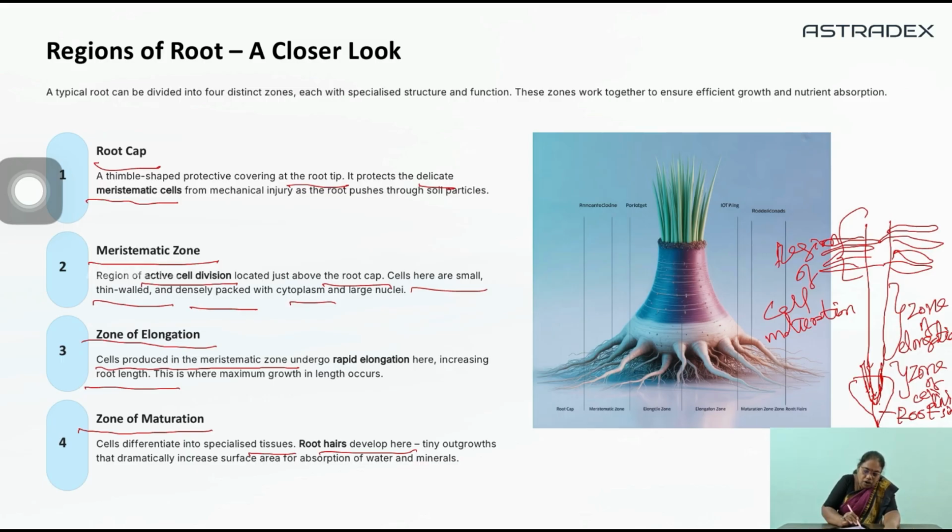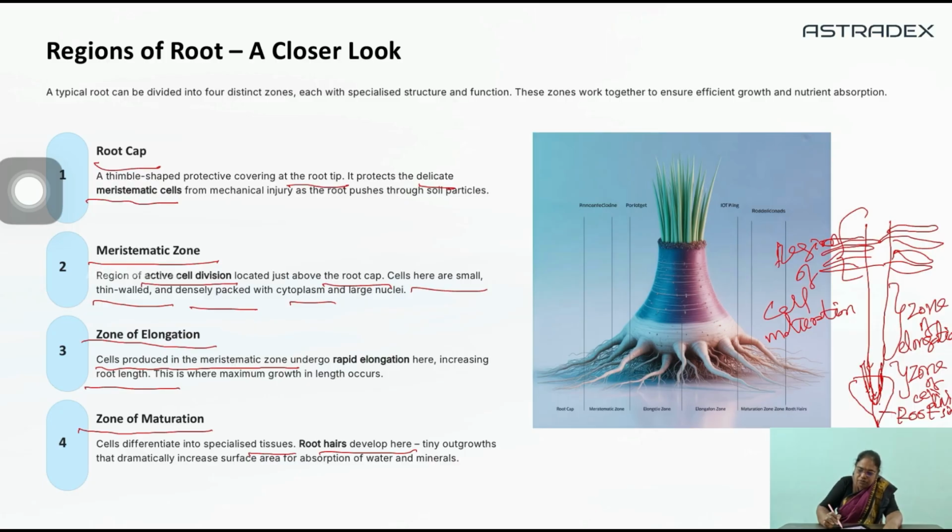First, conical root. In conical root, broad at the top and gradually tapers towards the end. Example, carrot, Daucus carota is the botanical name. So here this is a cone-like appearance. So broad at the top, gradually tapering downwards in a cone shape.